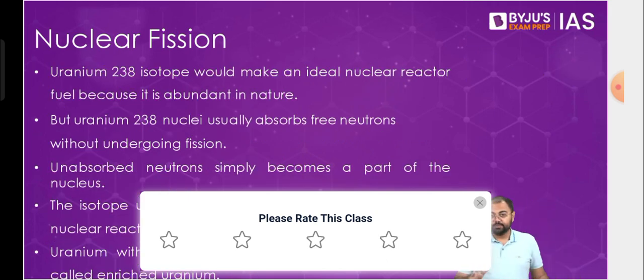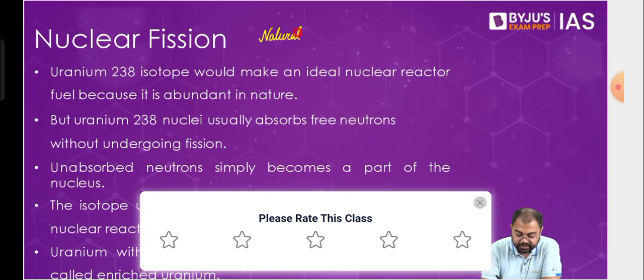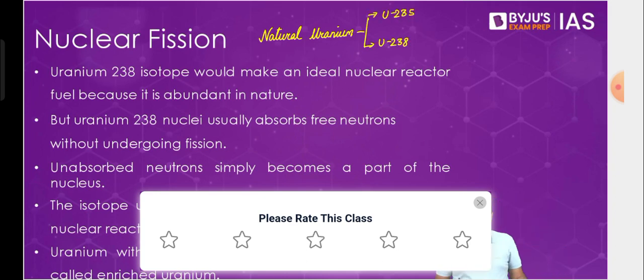Now this is one kind of problem: controlling the chain reaction. There's another problem, and it is about what kind of uranium we are using. When you look at natural uranium, the uranium that we are mining, we find two types: uranium-235 and uranium-238. Uranium-235 can be used as a fuel. Uranium-238 is of no use. Uranium-238 cannot produce nuclear fission.